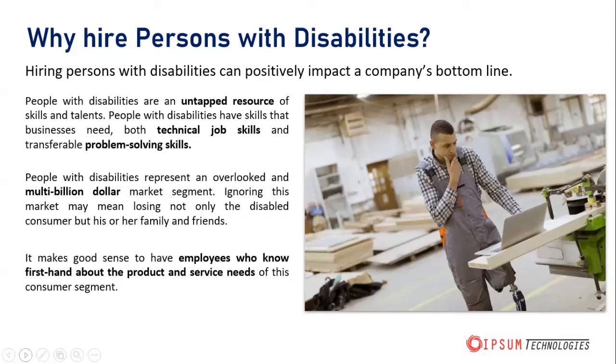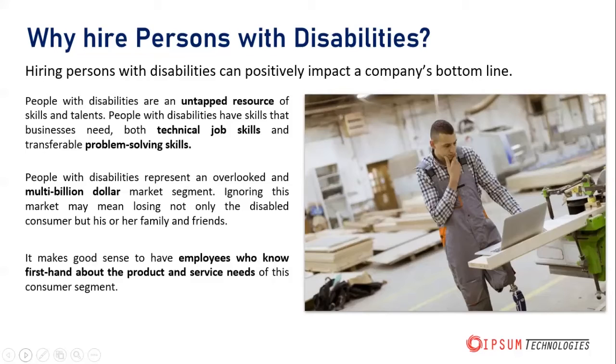So persons with disabilities, as I mentioned, represent a multi-billion dollar market segment. And so we need to look at, how do you tap into that market? How do you get persons with disabilities to work for you as well as to buy your products and services?